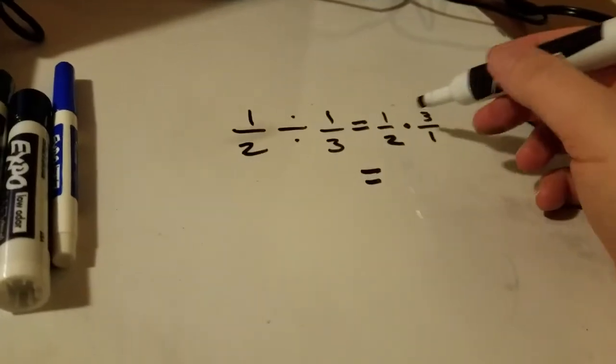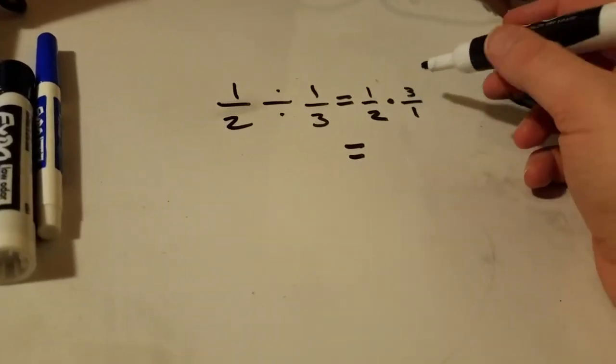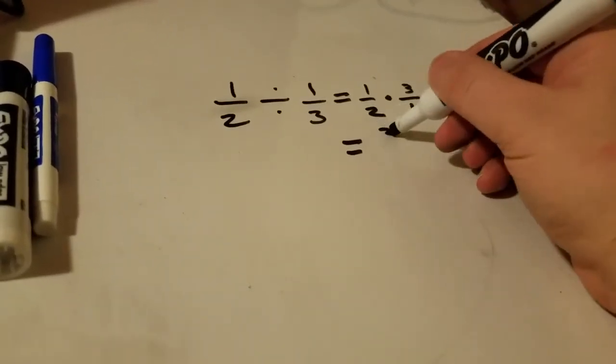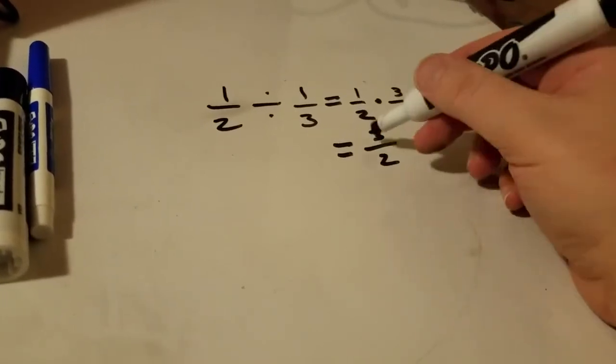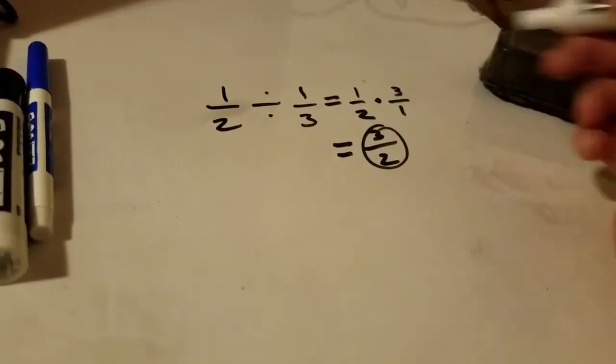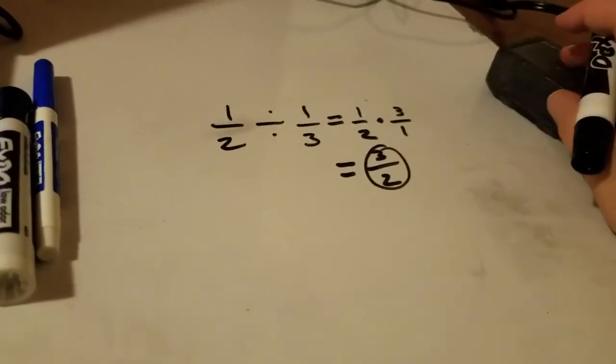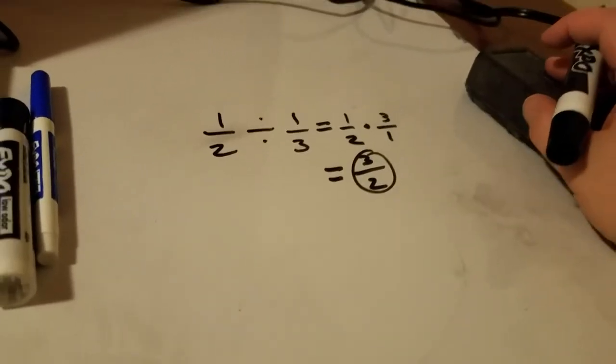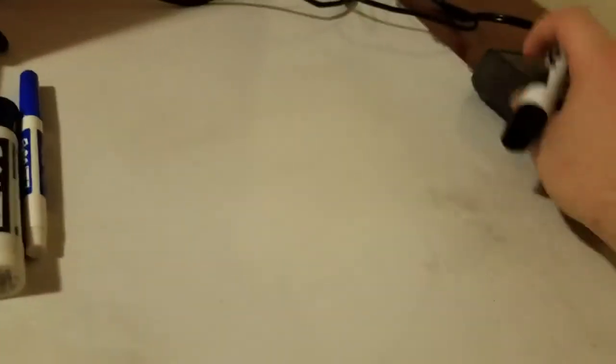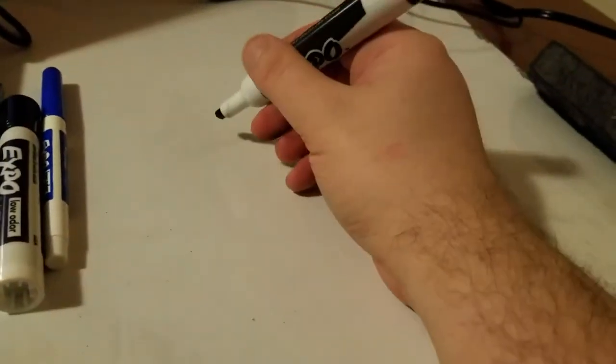And as I said before, multiplication is the easiest operation for fractions. So I can go 3 times 1, which is 3, and 2 times 1, which is 2. So the answer is 3/2. Okay. Of course, you can just use a calculator if you're dealing with numbers. If you're dealing with expressions, you're probably going to have to do it by hand. Okay. Where are you going to get into trouble?